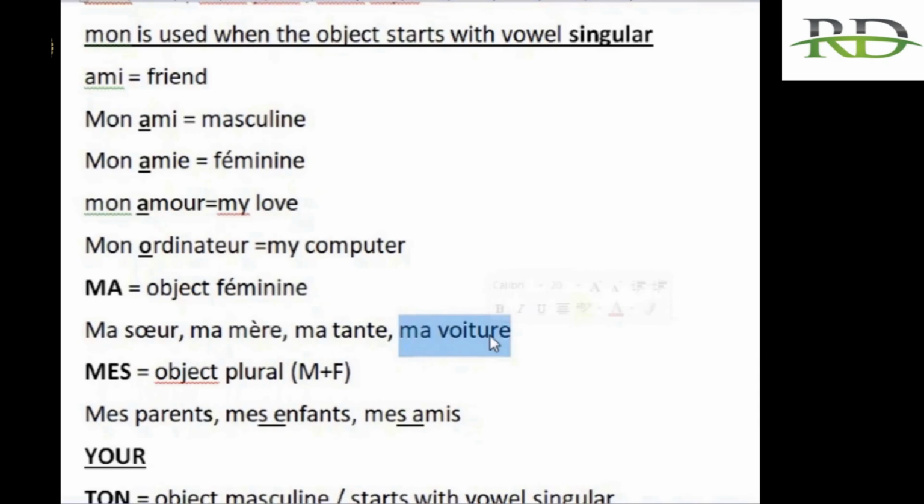And for all the things that are plural, you're going to use mes. Okay, one more important point. When you go into the plural, you are not going to worry about the gender. Simply as you see plural, you just straight away write mes, no matter if your gender is masculine or feminine, no matter if it's starting with a vowel. Is that clear?